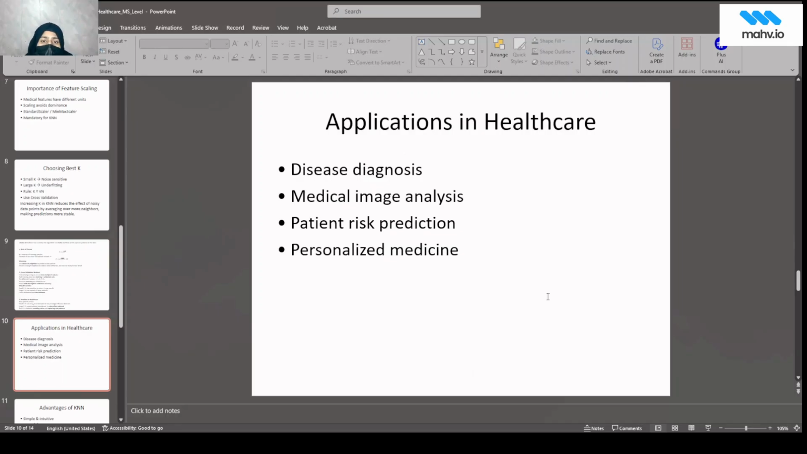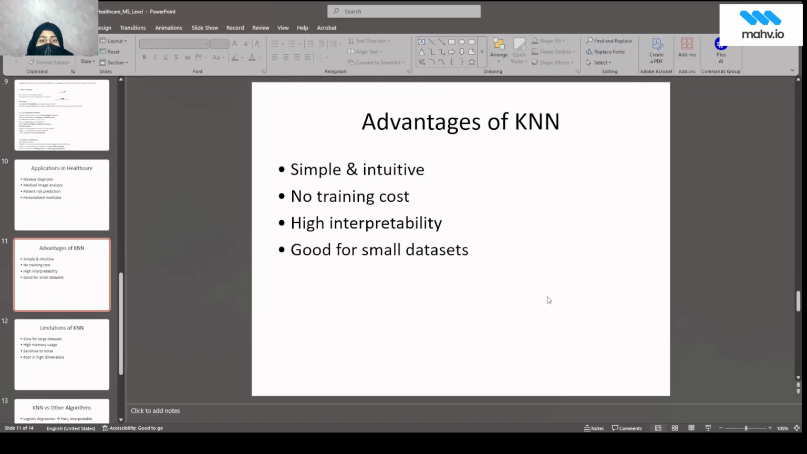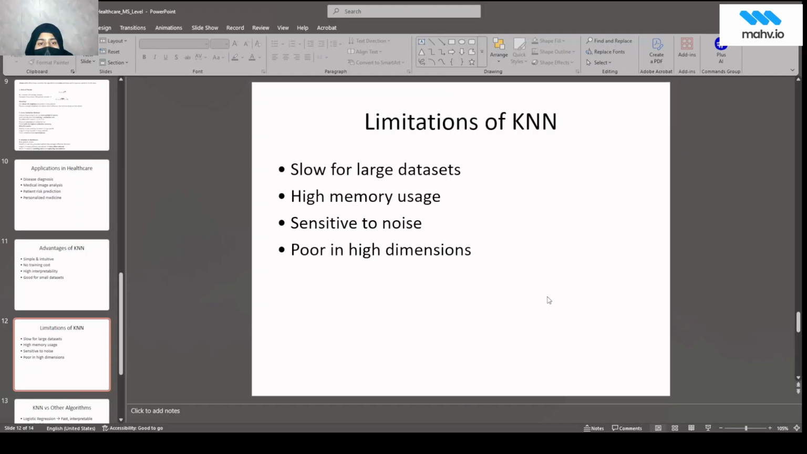Now applications in healthcare: disease diagnosis, medical image analysis, patient risk prediction, and personalized medicine. So what are the advantages of KNN? It's simple and intuitive, with no training cost, because as I have told you, in training we just store the data until the new patient comes. When the new data point's observed values come into action, then we do the prediction. That's why it is called lazy learning. It has high interpretability and is good for small datasets. Limitations of KNN: slow for large datasets, high memory usage, sensitive to noise, and poor in high dimensions.